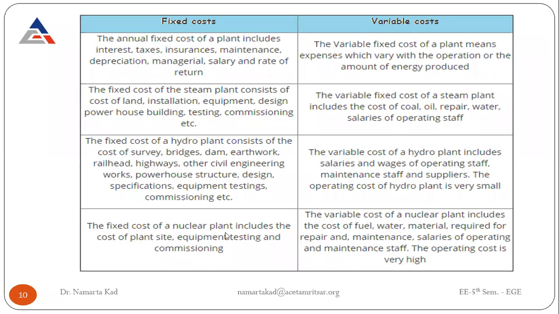Next, the fixed cost of the nuclear plant includes the cost of plant site, equipment, testing, and commissioning. You can also add some more words that are related to this point or other points. The variable cost of the nuclear plant includes the cost of fuel, that is the uranium, very much costly, then water, materials required for repair and maintenance, and salaries of operating and maintenance staff. The operating cost is very high. Why is its operating cost high? Because its fuel, the uranium, is very much costly as compared to other power plants. So the hydro plant has the minimum operating cost, whereas the operating cost for the nuclear plant is high. So this is all about the fixed cost and variable costs.